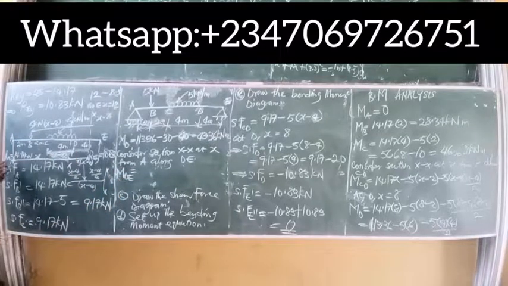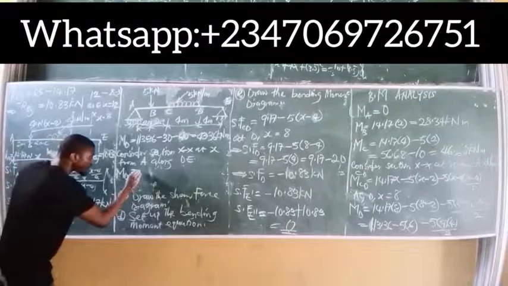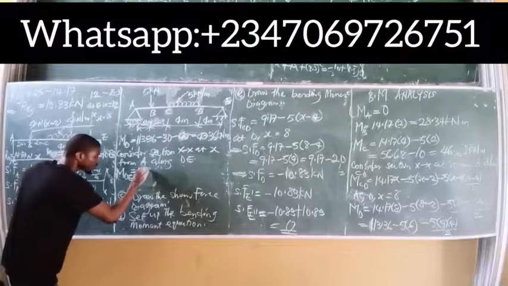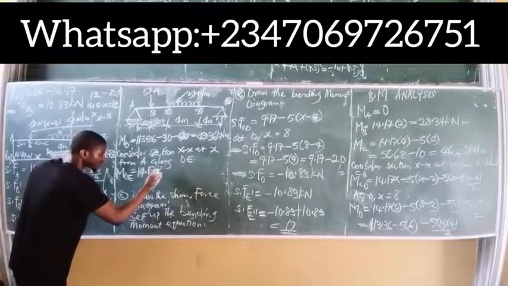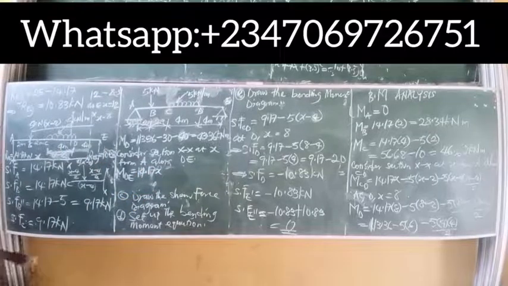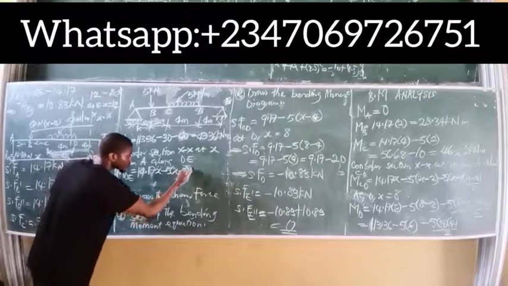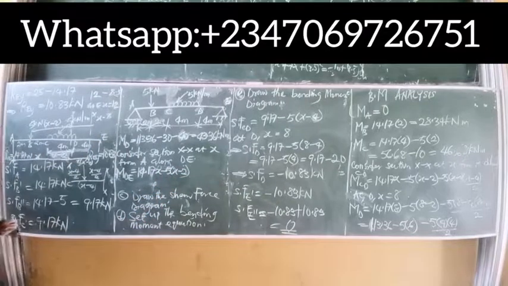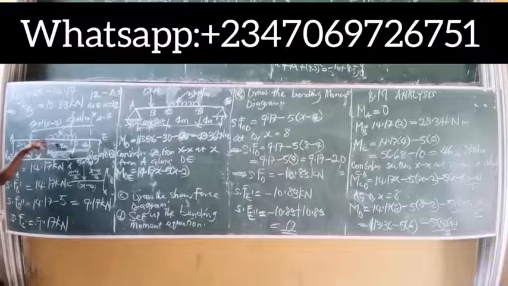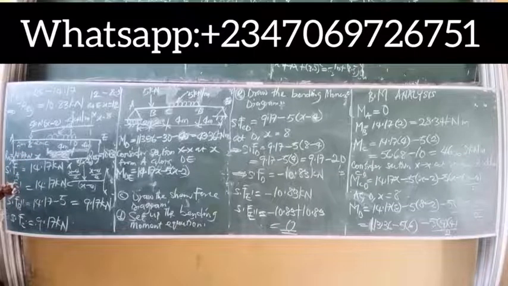The moment of this force, 14.17 kN, about the point of section is 14.17 times x, okay? Minus 5 into x minus 2, right? Beautiful. Any errors? X minus 2 is correct.